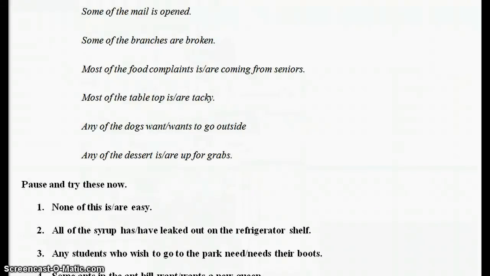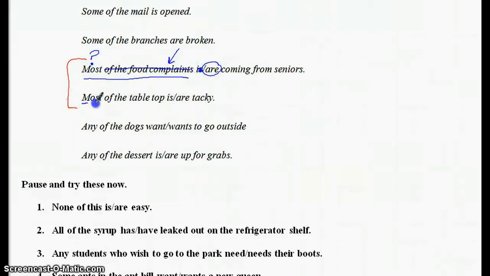The next of which is most. Most of the food complaints. You tell me, what would you do? Do it now. That's right. Most is a synonym. We don't know if it's singular or plural. We would cross this off, but then say, whoop, hold the phone. We need to come back into the core noun, the food complaints. The food complaints are coming from seniors.